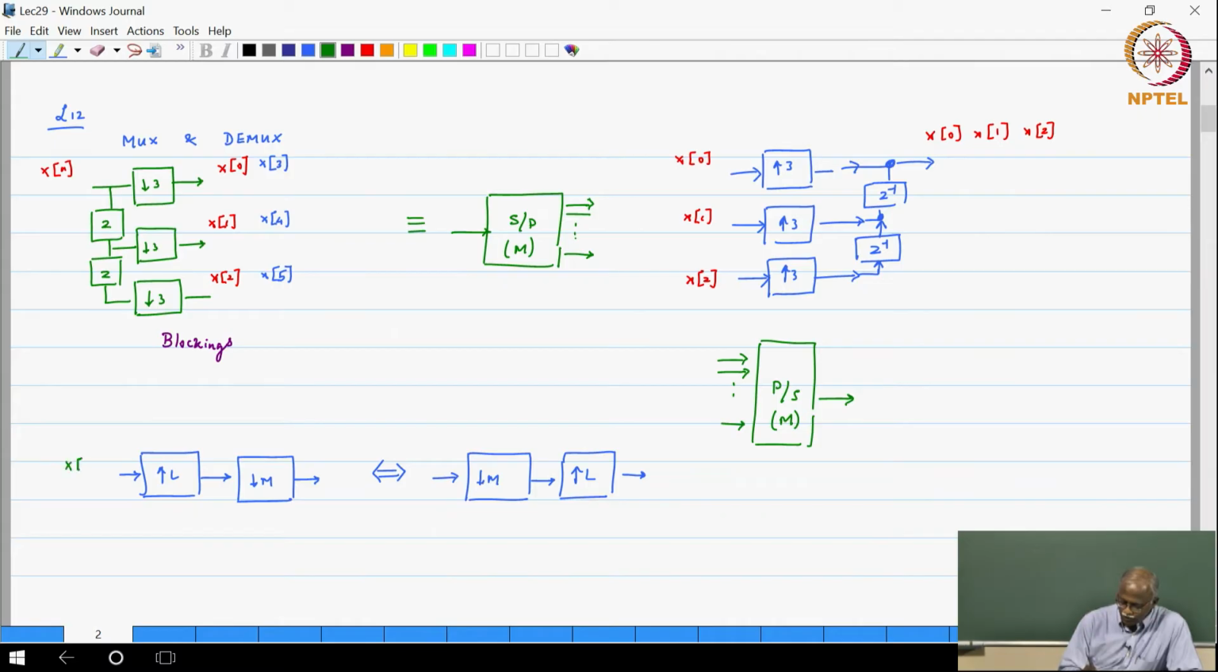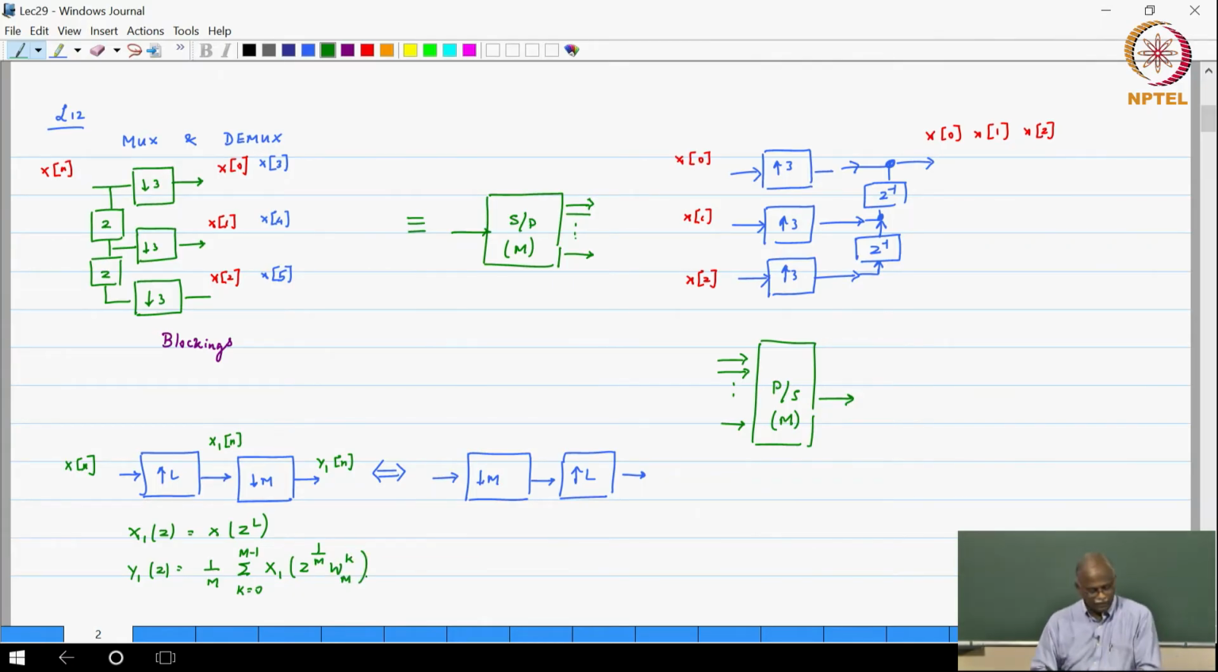So, if this is x of n, let me call this x1 of n, and this y1 of n. x1 of z would be x of z power L, because it is the upsampler. y1 of z is the downsampler, so it is 1 over M summation k equal to 0 to M minus 1, x1 of z power 1 over M W_M raised to the power k. W is the DFT twiddle factor, e power minus j 2 pi over M.